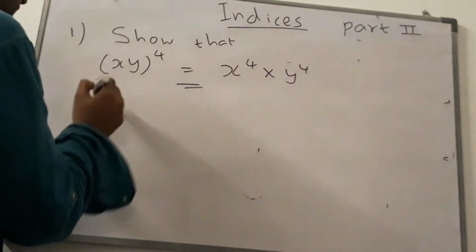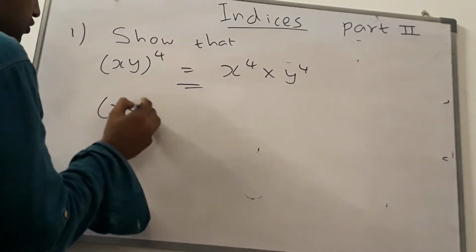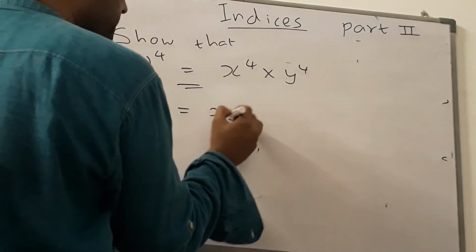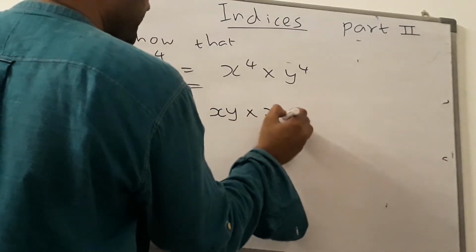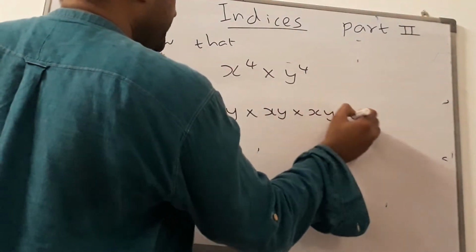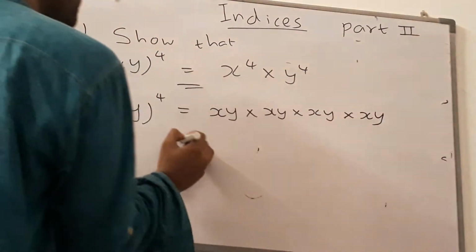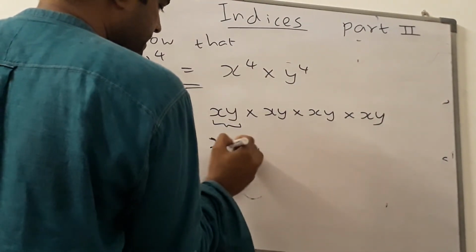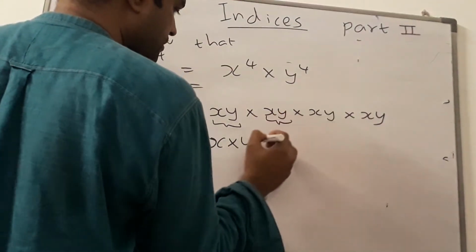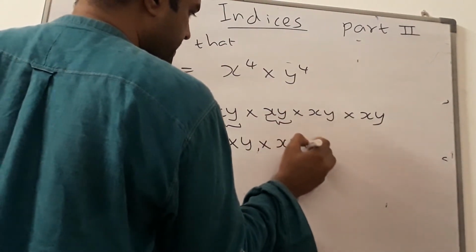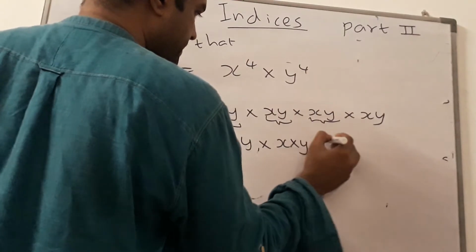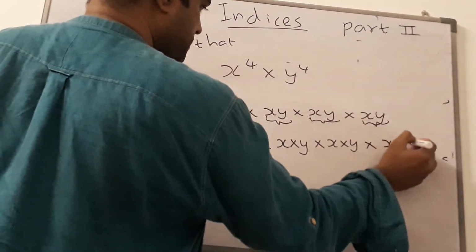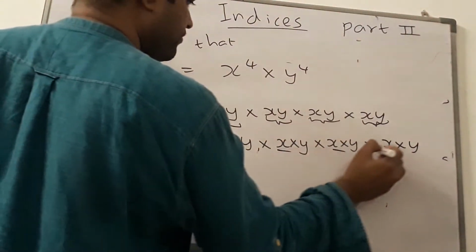Okay, I am going to write (xy) to the power 4 like this: xy times xy times xy times xy. So xy means x times y, x times y, x times y, and x times y. So there are 4 x's and 4 y's.